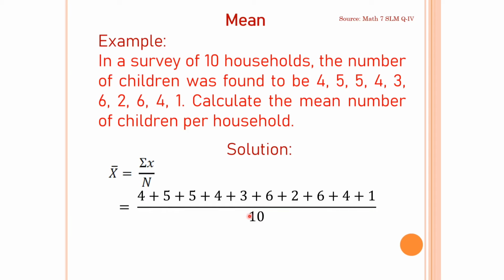Then divided by 10. The symbol summation means adding. That's why the values are being added. Take note that the divisor, which is 10, is not constant or permanent. It depends on how many values are in the given data. Then after summing up, the result is 40. Then divided by 10, we get a quotient equal to 4. So the mean number of children per household is 4.